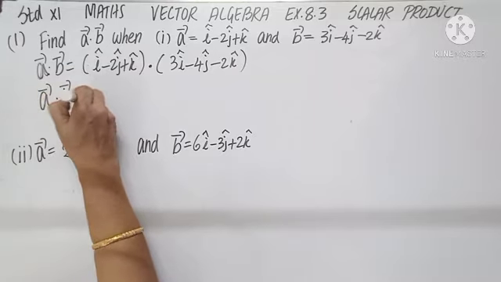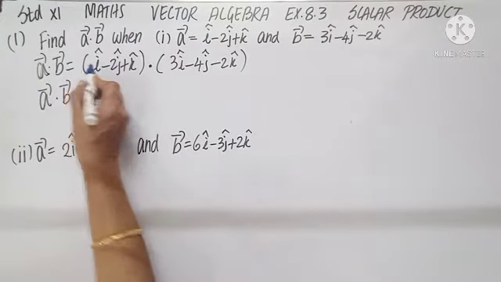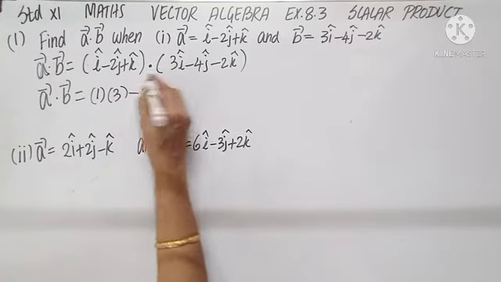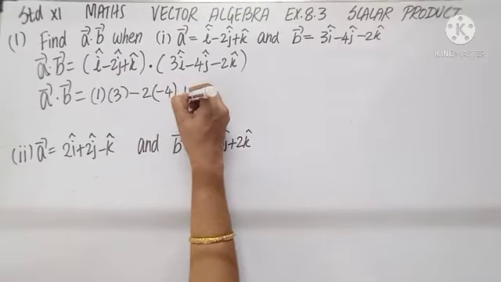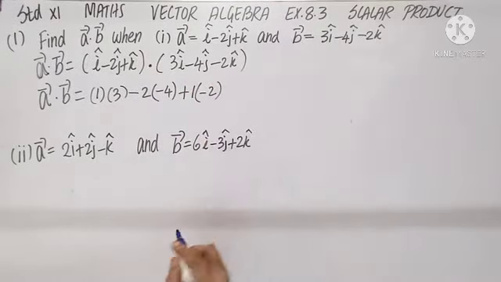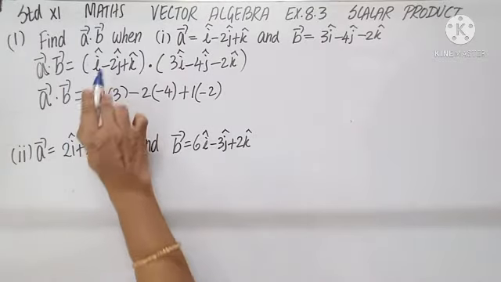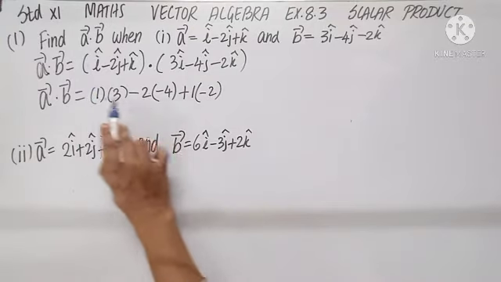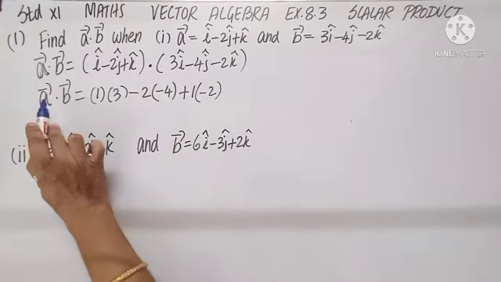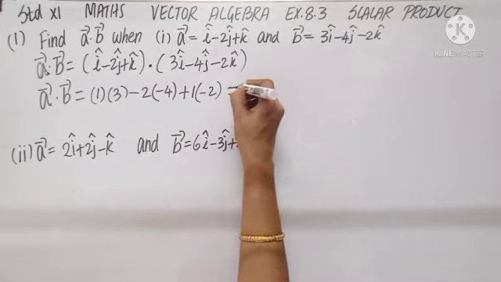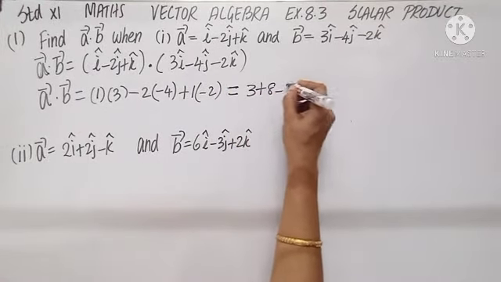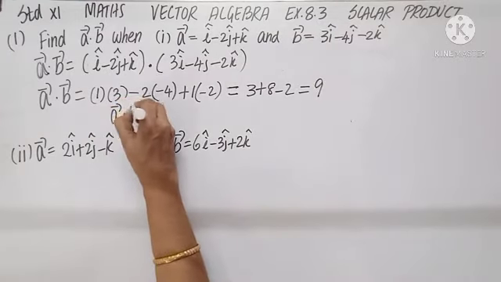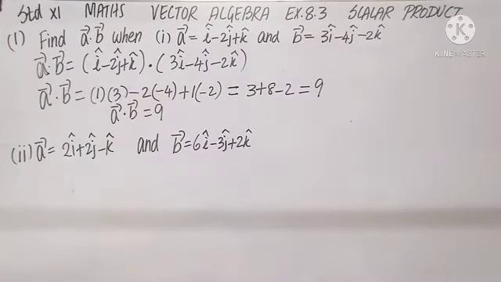A dot B equals, here the number 1 into 3, here the number minus 2 into minus 4, here the number 1 into minus 2. I into I, J into J, K into K. In our answer, I, J, K will not come. It is a scalar product. So what is my answer? 3 plus 8 minus 2, that is 9. So we get A dot B equals 9.